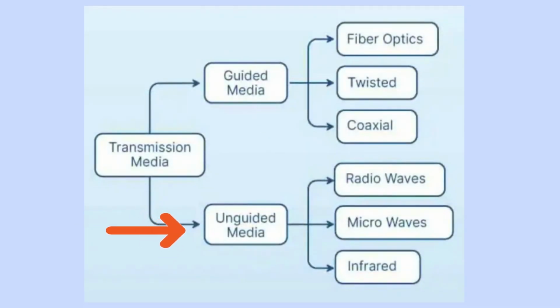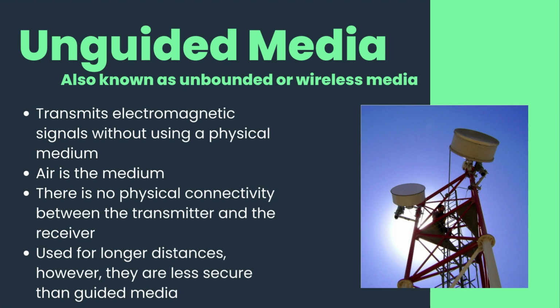Okay, so under transmission media classification, now we have completed the guided media. According to that diagram, you can see that the top part is done. So the next part we will be moving on to unguided transmission media such as radio waves, microwaves, and infrared. Unguided transmission media is also known as unbounded or wireless media, and they help in transmitting electromagnetic signals without using a physical medium. Here, the air is acting as the medium.